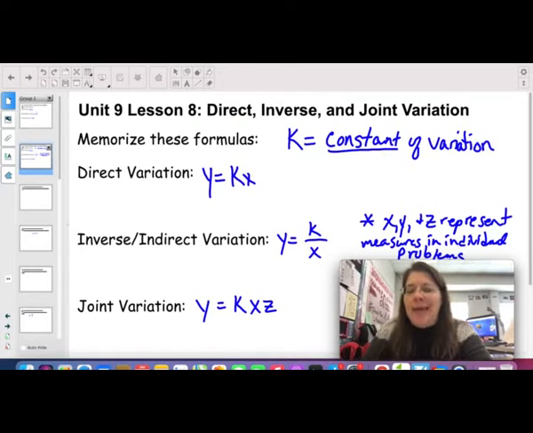When you find k, usually you have to do two different parts of the problem. First, you'll be finding k. Then you'll plug k into the original equation and then find either x or y, whichever they're asking you to find. Sometimes your variables won't be x and y, there'll be other things based on what the problem is asking for. So k will be your constant of variation. That constant will be the same for every part of the problem. Once you find k, it will be consistent throughout the problem.